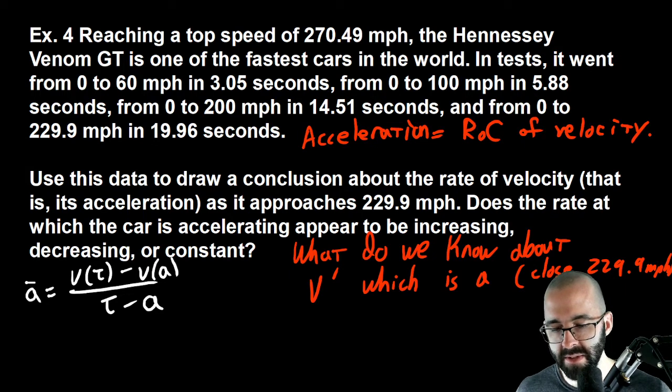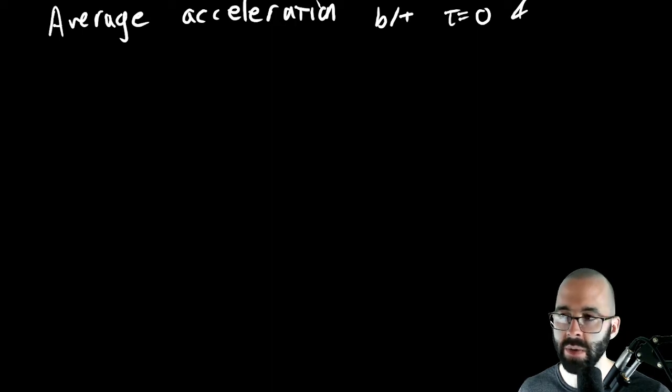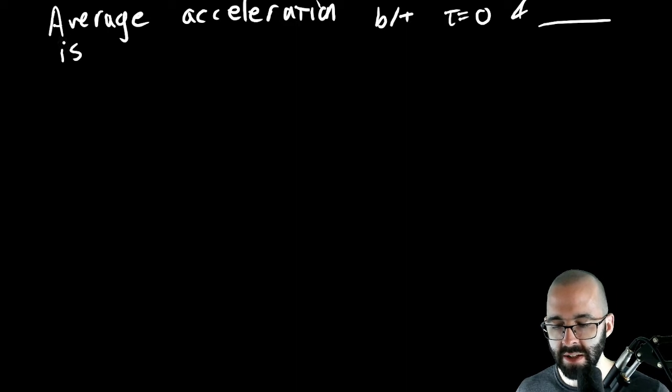So let's make a little table of all this stuff. We are going to have a bunch of different average accelerations. Average acceleration between t equals 0 and some other time, I don't know what variable to call it, I'll leave it blank for now, is given by the following.